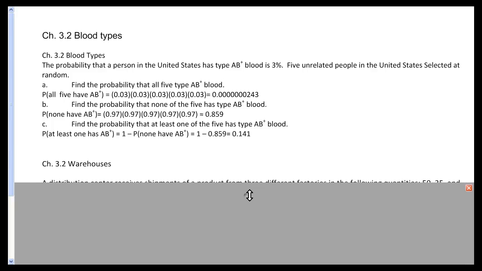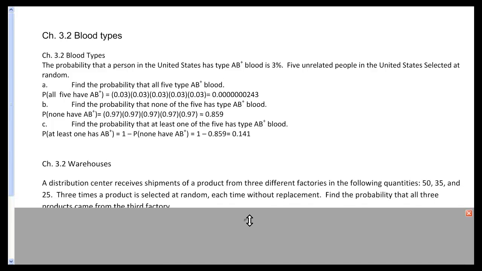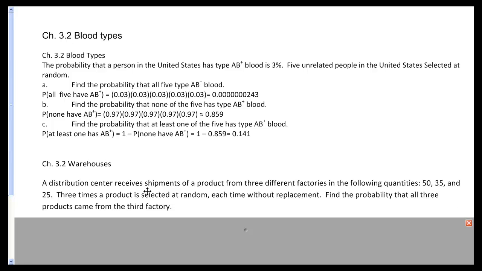Now I put another question on here. It's about warehouses. It says a distribution center receives shipments of a product from 3 different factories in the following quantities: 50, 35, and 25. 3 times a product is selected at random, each time without replacement. Without replacement means that you're going to drop the numbers down because you've already used one of them.